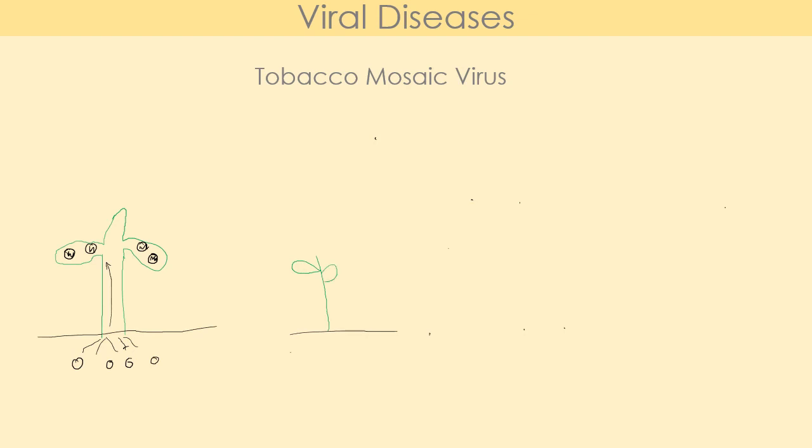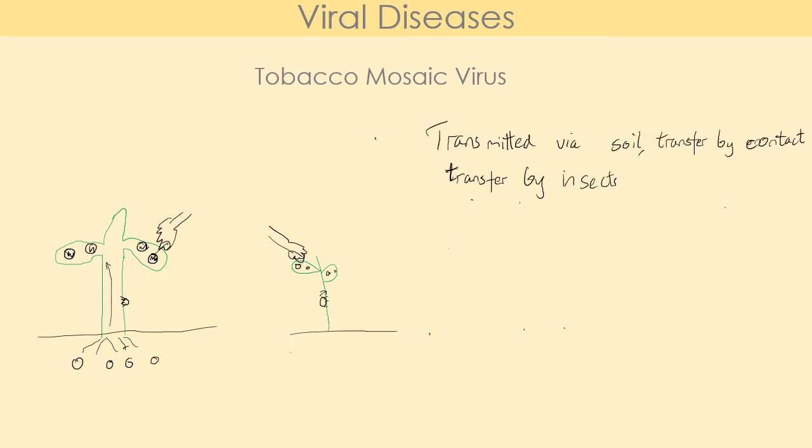If a person touches one plant and then touches another plant, they can spread the virus to another plant. It can also be transmitted by aphids, which are little insects that feed on a plant. They will carry the virus to another plant. So it can be transmitted through the soil, through touch by humans or animals, or through an insect such as an aphid. The treatment for tobacco mosaic virus is to remove and destroy the affected plant. And this will stop it spreading to other plants as well.